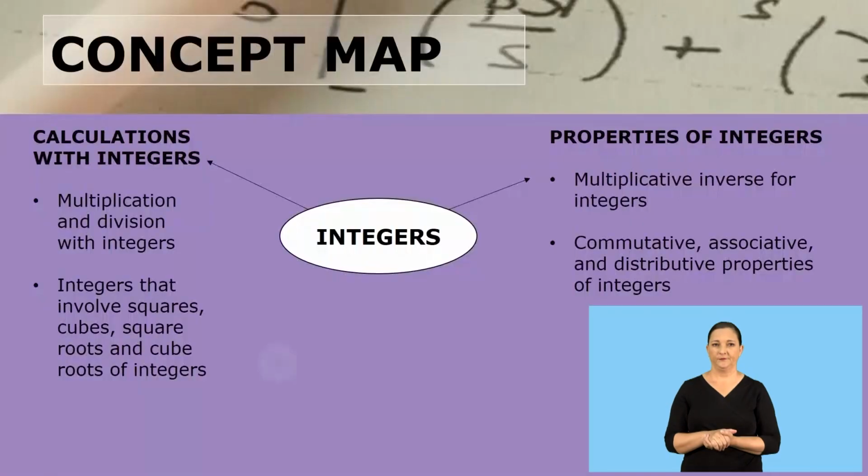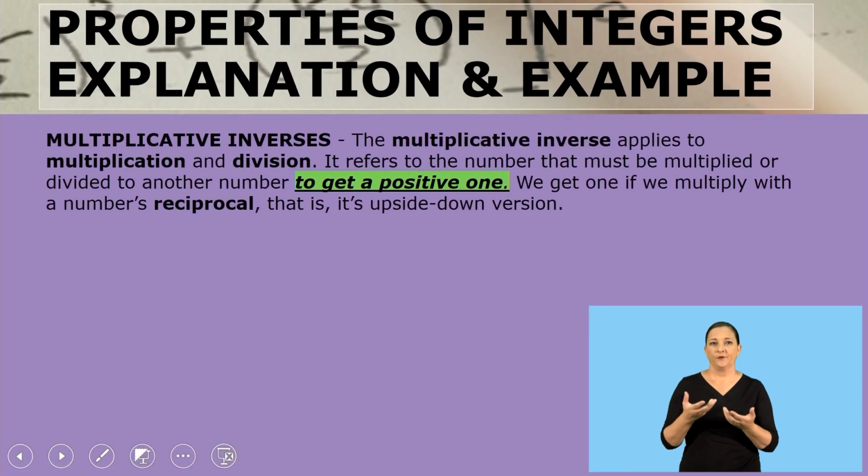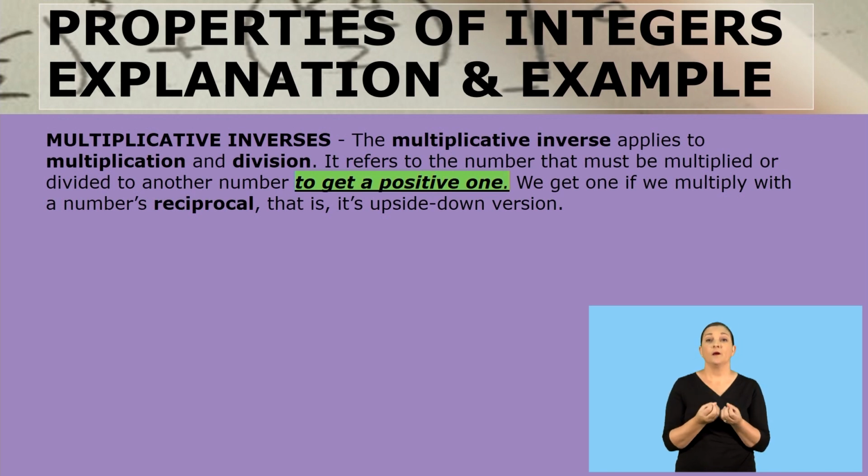Let's move on to the second part of our lesson, and the last part of our lesson actually. So we are going to be looking at the properties of integers. The first thing that we are going to be looking at is the multiplicative inverses. The multiplicative inverse applies to multiplication and division. It refers to the number that must be multiplied or divided to another number to get a positive 1. We get 1 if we multiply with a number's reciprocal. That is, its upside down version.